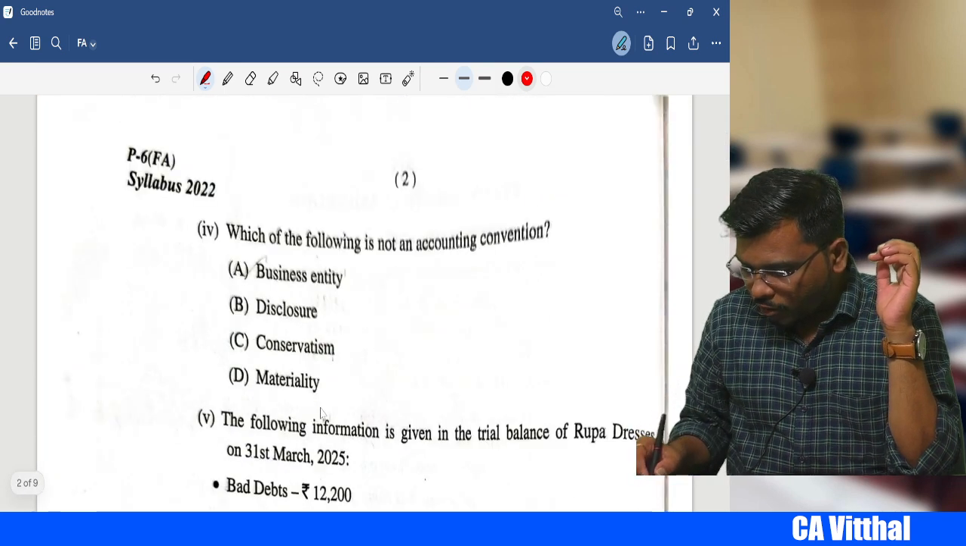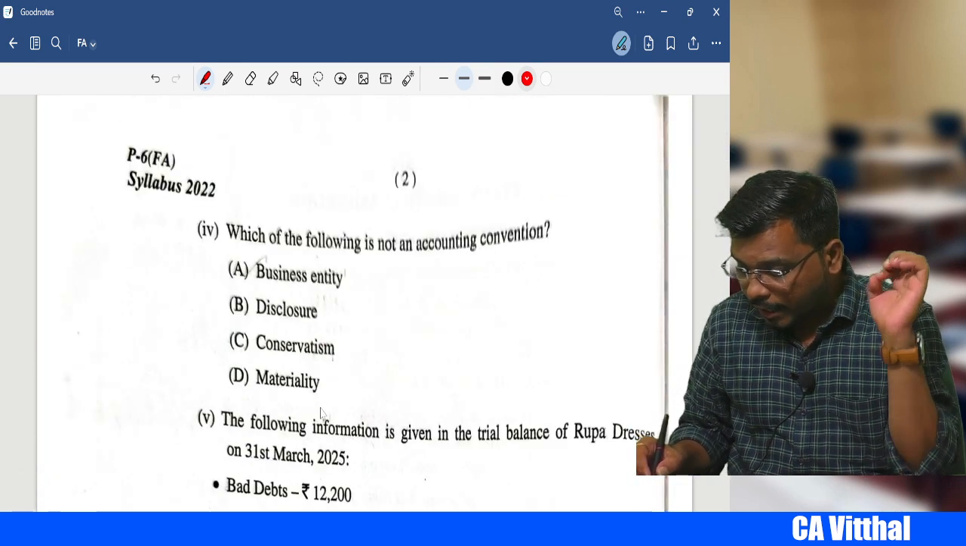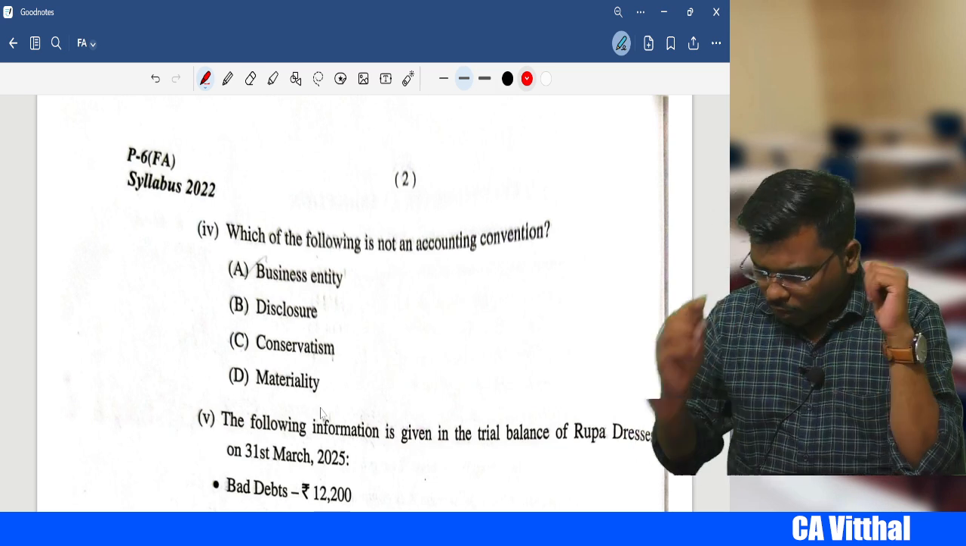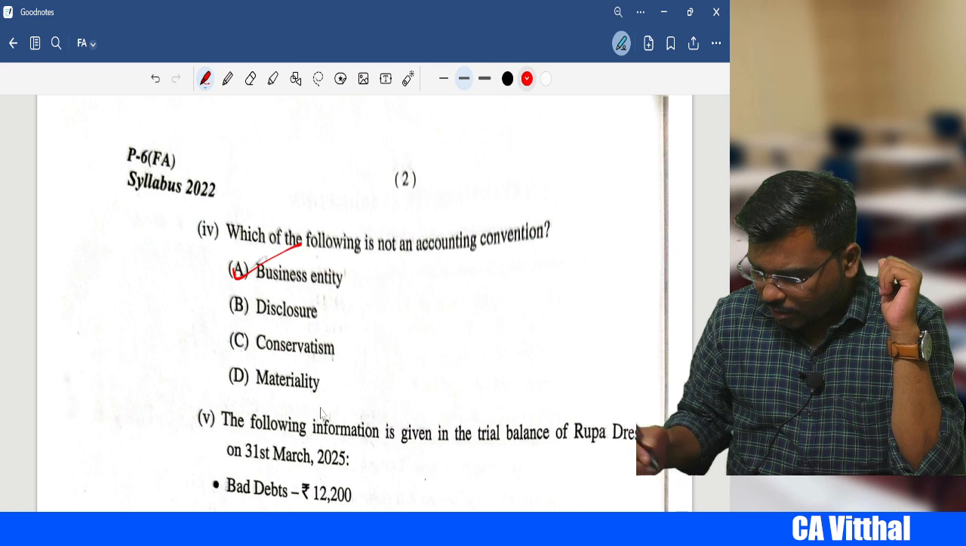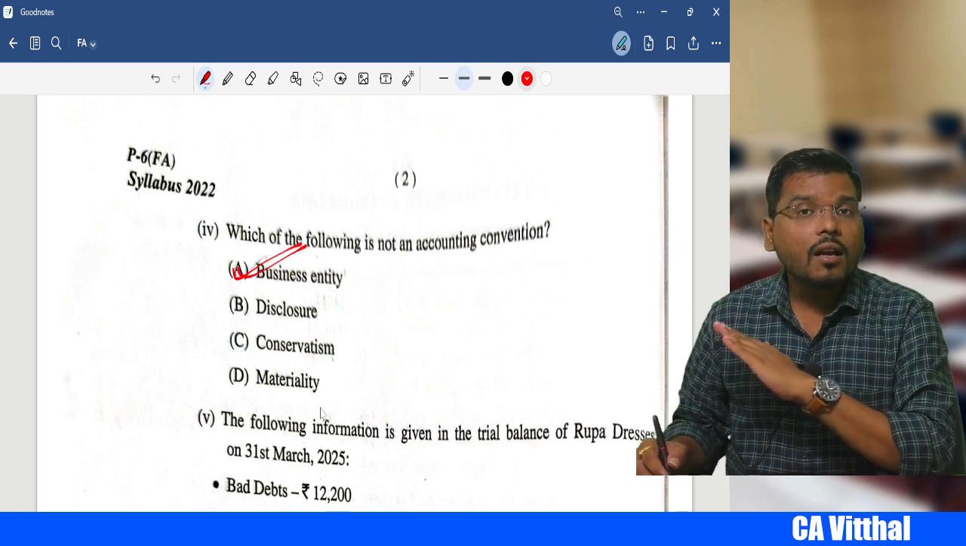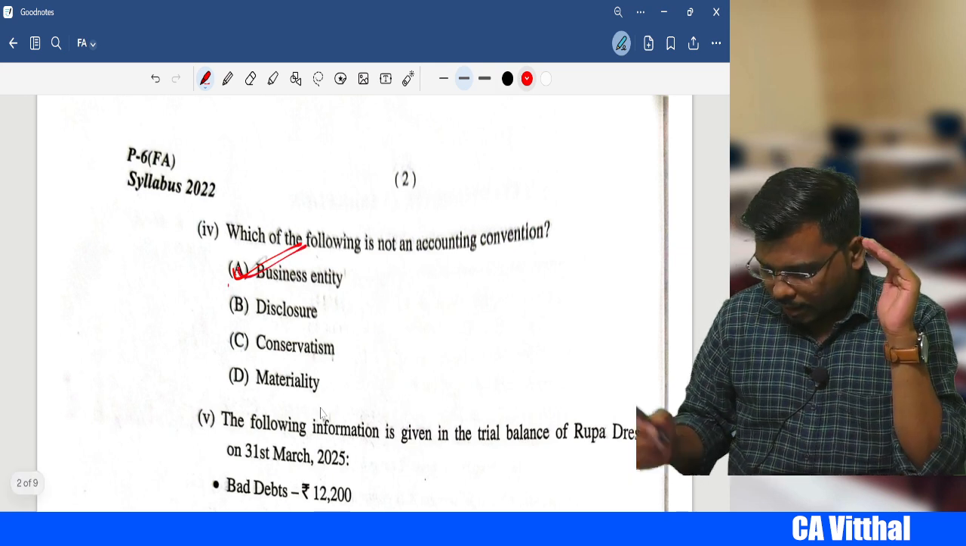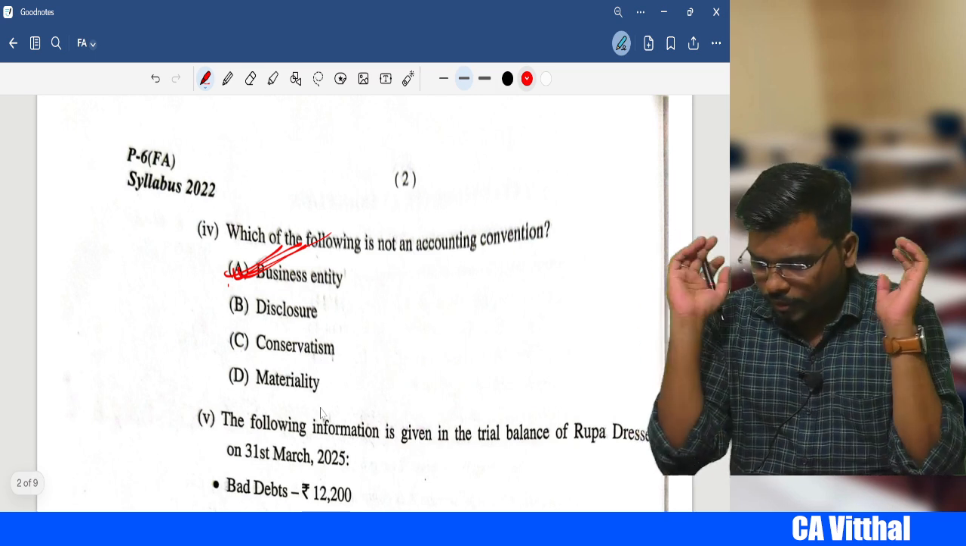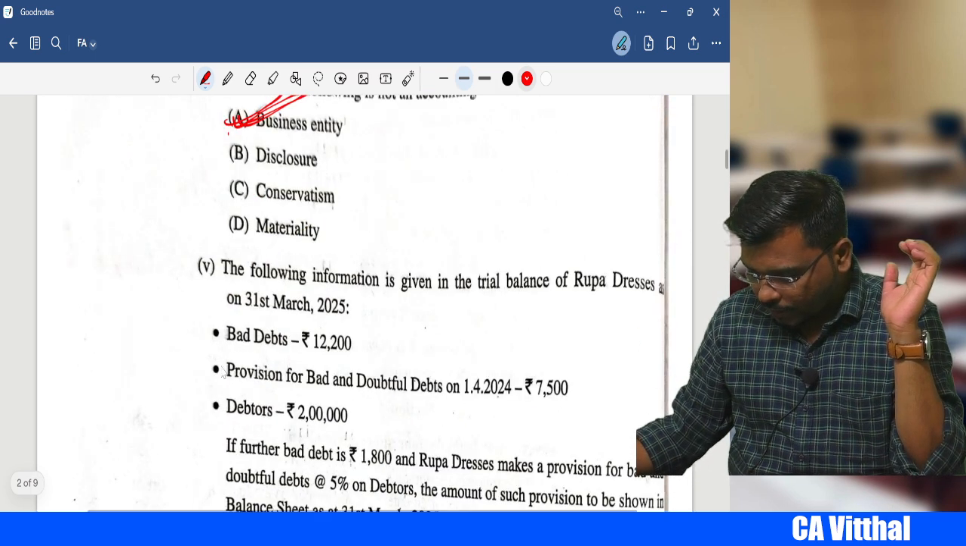Which of the following is not an accounting convention? Which is not an accounting convention, right? So business entity is a concept, it is not a convention. These are the conventions. So business entity is not an accounting convention. Okay, let's come to the next one.